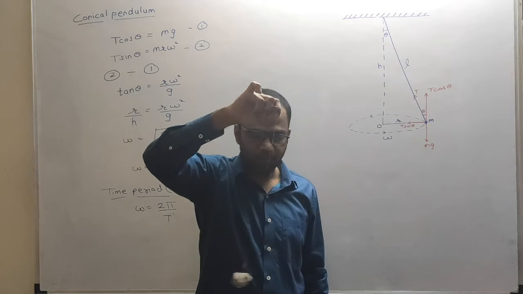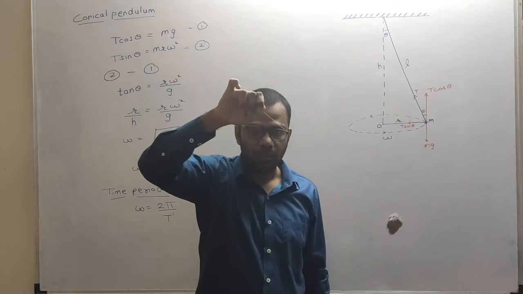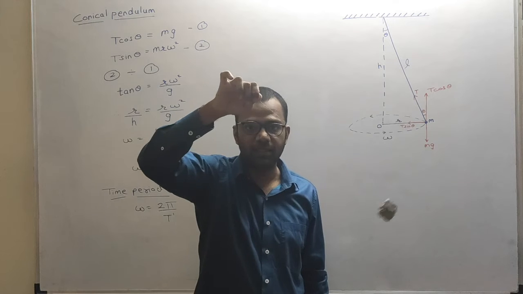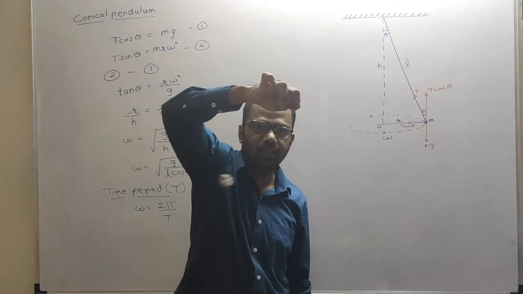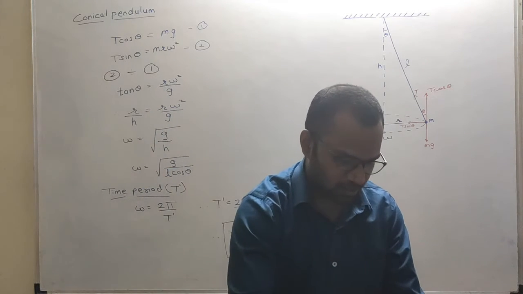Now observe carefully. If I increase the velocity of the stone, the radius of that circular motion will also increase. If I increase the velocity, the radius of the circular motion will also increase. So this is nothing but a conical pendulum.